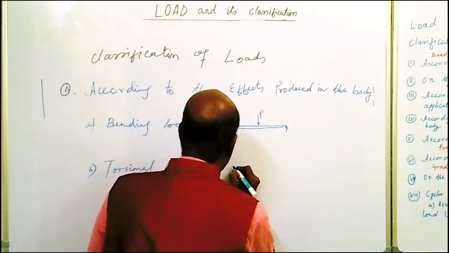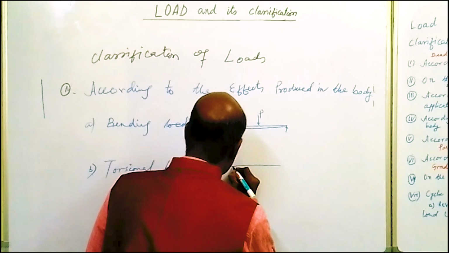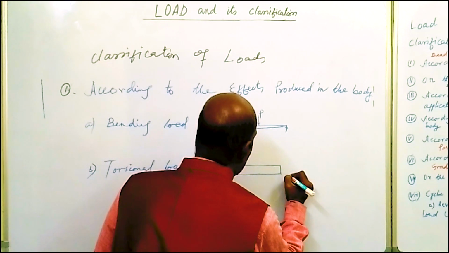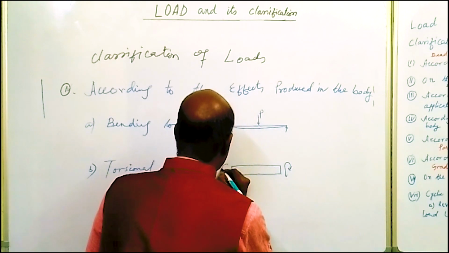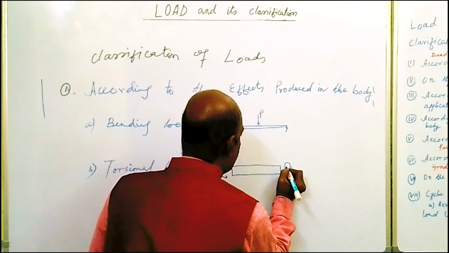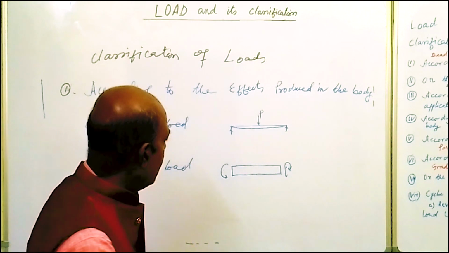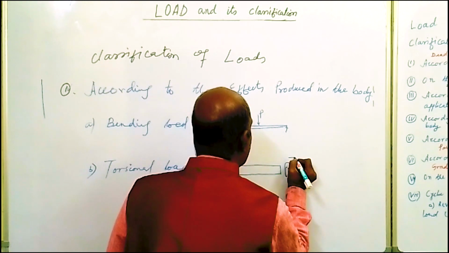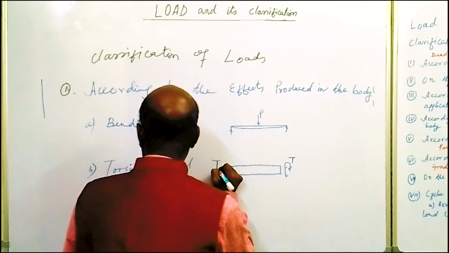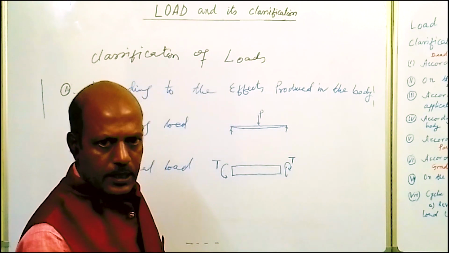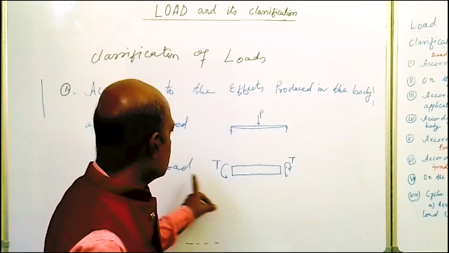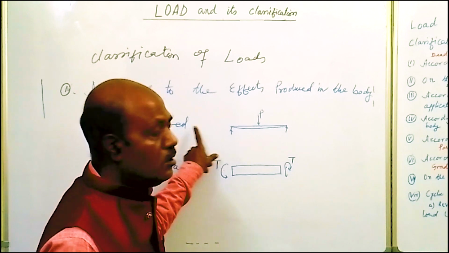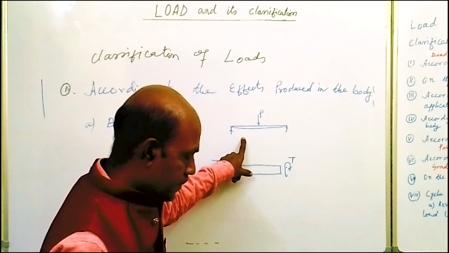Now in the second kind, say this is the member. The member is under two equal and opposite couples. That means two equal and opposite couples are acting over the member, or we can say torque is applied over the member. That kind of load is called torsional load. Because of this torsional load, shear stress will develop in the body, and because of bending load, bending stress will develop in the body.